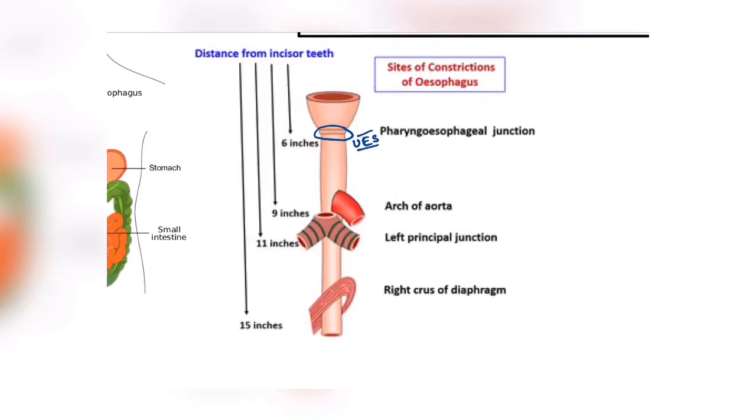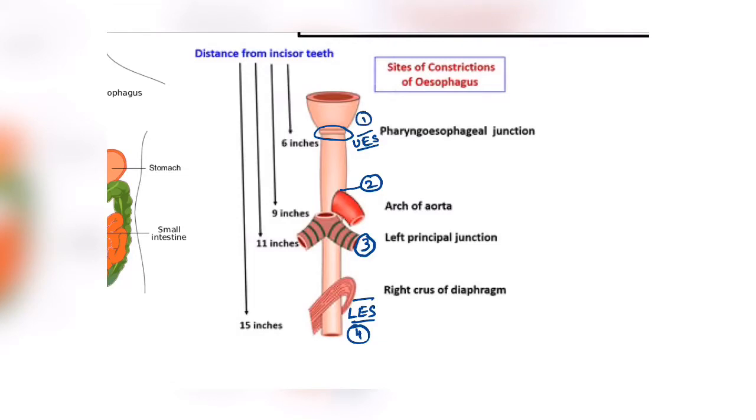And the second is the arch of aorta, and the third one is at the left bronchus crossover, and the fourth one we have at the lower esophageal sphincter. So in total we have 4 main constrictions to remember.